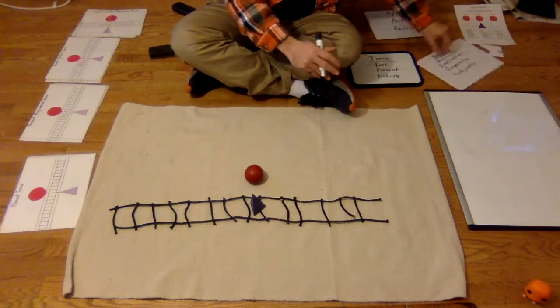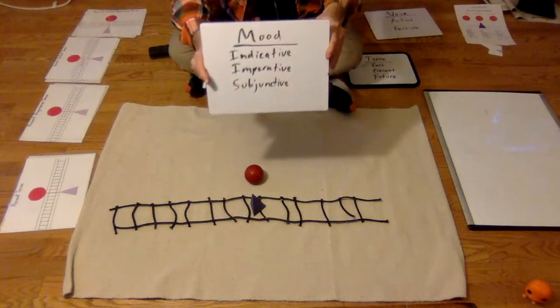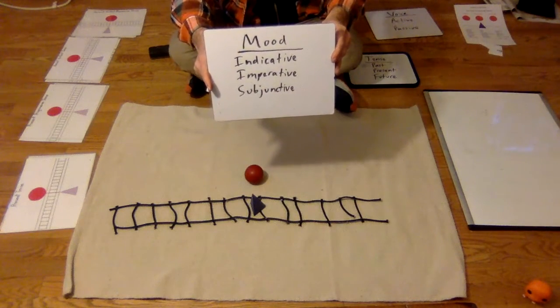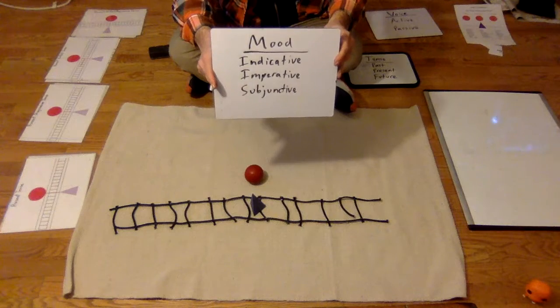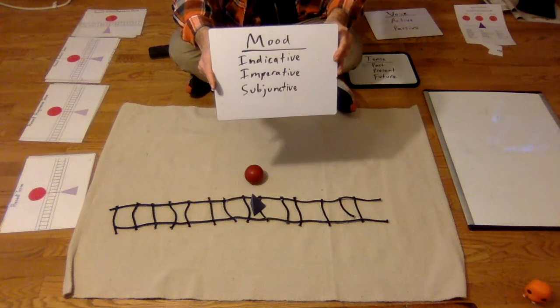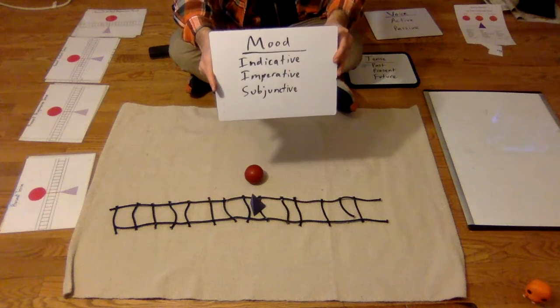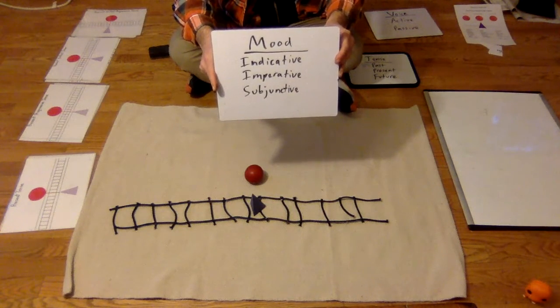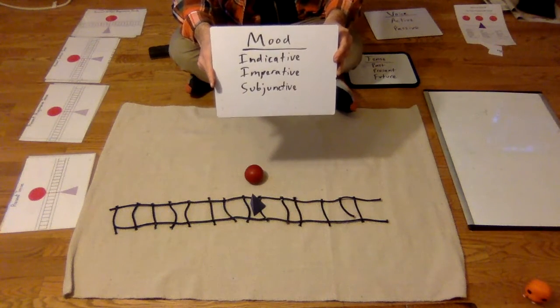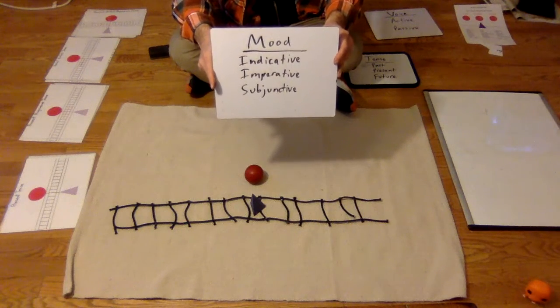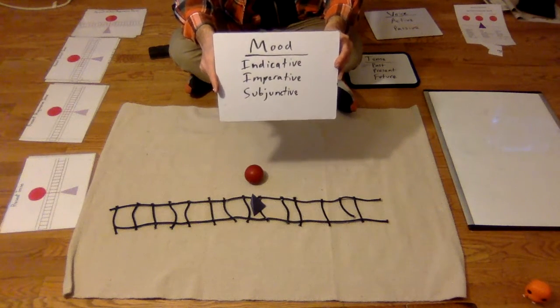Also wanted to remind you of mood. We talk about the indicative mood. That's what we'll be talking about today. I call that the everyday mood. The imperative is the command mood. And the subjunctive is the may or might mood. Fun fact, in Greek, the optative mood is the might, less than 50% chance, the possible, and the subjunctive is the probable. But in English, they don't make that distinction.